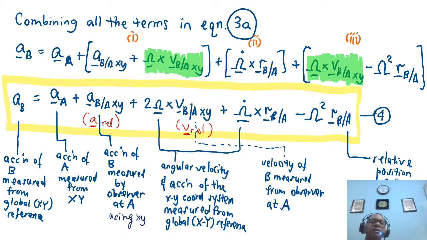And omega and omega dot are the angular velocity and acceleration of the XY coordinate system. And then V B relative to XY is the V relative, the velocity of B measured from an observer at A. And then we have omega dot cross position vector B relative to A, minus omega squared times position vector B relative to A.